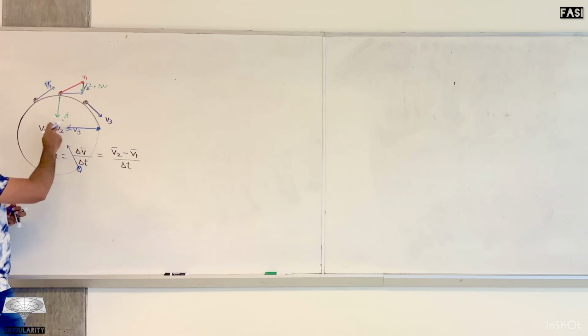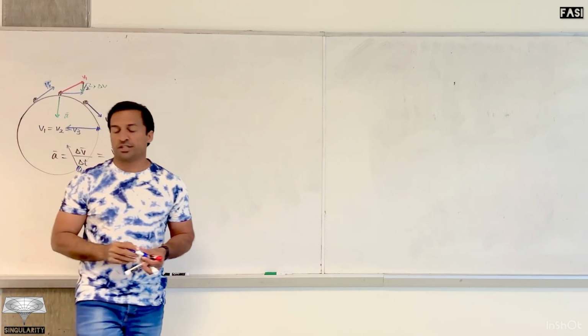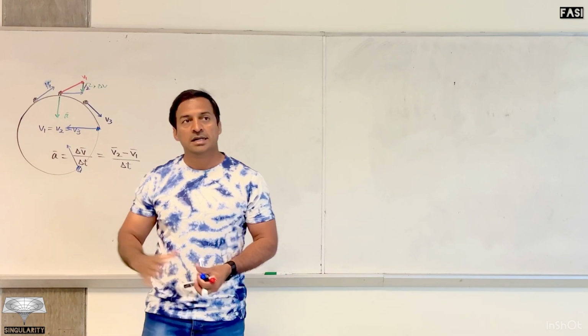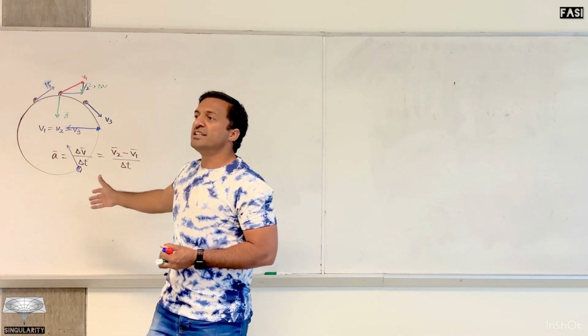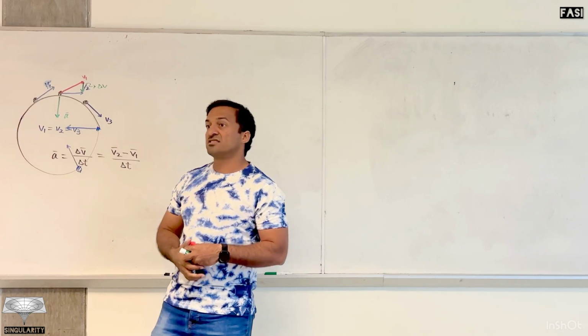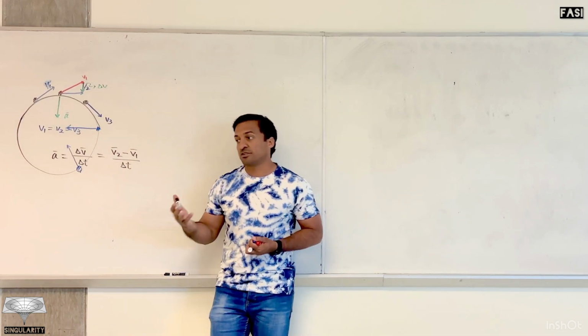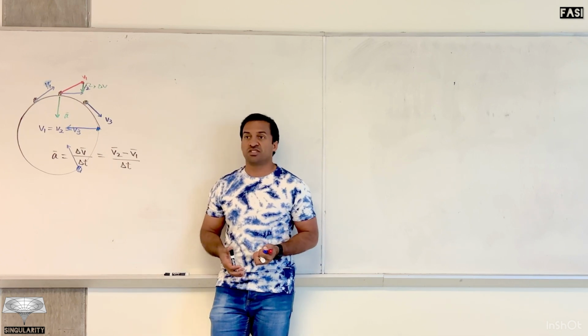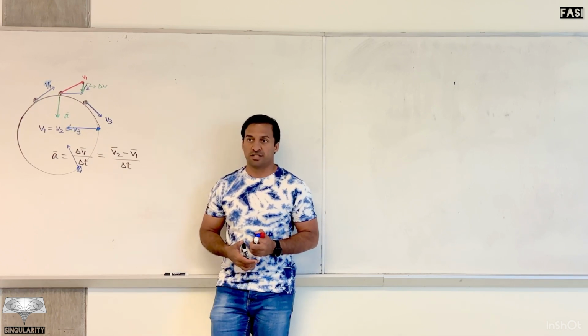And if you were to calculate at this point, you would find that the direction of acceleration is towards this point. Meaning that all these arrows, which represent the direction of acceleration at different points on this circle, will all point towards the center. And that's the basic definition of circular motion. Circular motion is the motion in which acceleration is always directed towards the center.